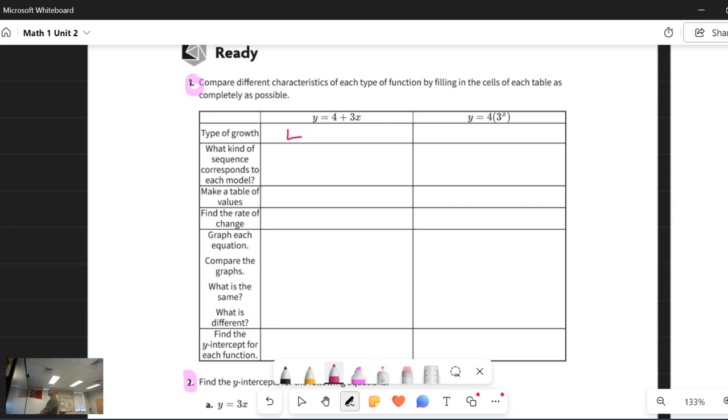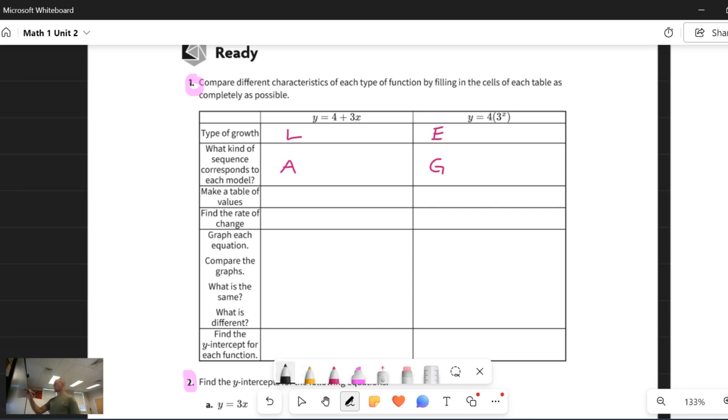The one on the right, y equals 4 times 3 to the x power, has a variable in the power as an exponent. So we know that this is going to be exponential. When it asks us what kind of sequence corresponds to each model, that's saying, is this going to be arithmetic or geometric? Because we're increasing or decreasing by the same value every single time in our left one, we know that this is arithmetic. And because we're multiplying by some number consistently over and over again, we know that this is geometric.